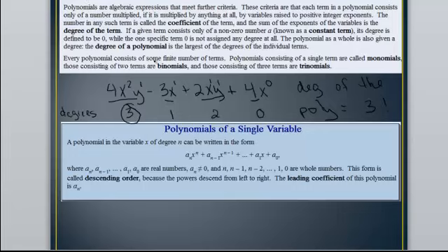Every polynomial consists of some finite number of terms. That just means you have a set number. It doesn't go on and on forever and ever. This particular polynomial has 4 terms. Polynomials consisting of a single term are called monomials. So if you had only had 4x squared y, that would be considered a monomial. If it had 2 terms, so if it stopped here at this minus 3x, then that would be called a binomial. And if it has 3 terms, it's called a trinomial.